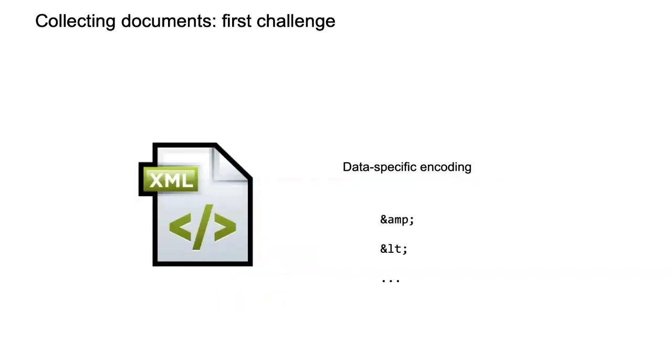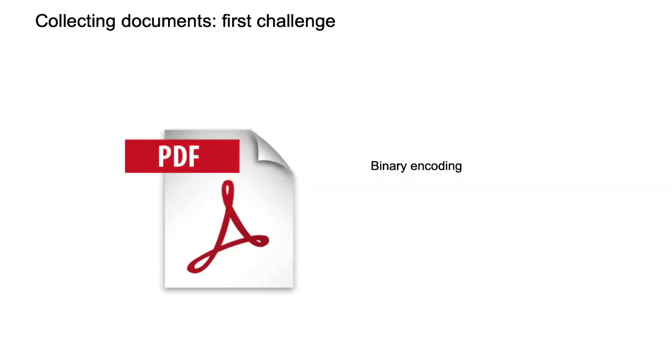Okay. Then you have some formats like XML, JSON that we are not covering in this lecture. We do it in big data, but here too, you might have some different ways to encode the characters. So AMP is for the ampersand, LT for less than, and so on. Then you have binary encodings. So here it's completely impossible to read without the actual software or driver that created the documents.